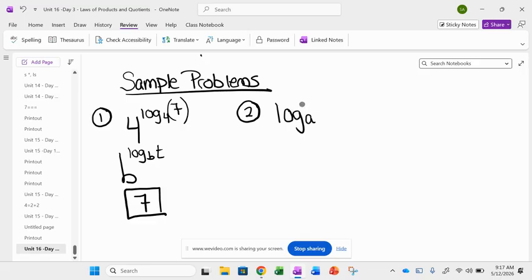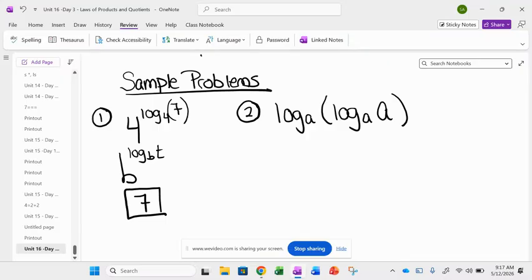Next one is log base A of log base A of A. I'm going to work within my parentheses first. So I have log base A of A. What does this tell me? I have a log with a base that's the same as the argument.